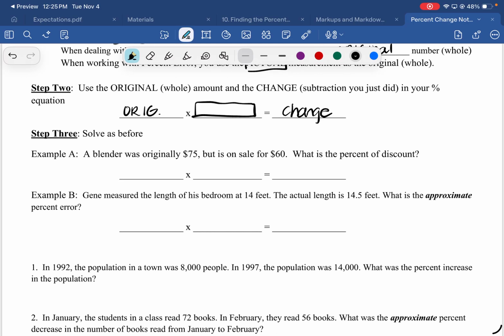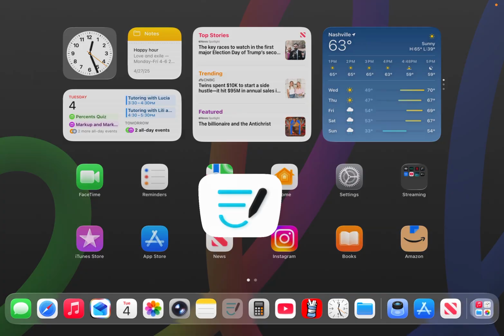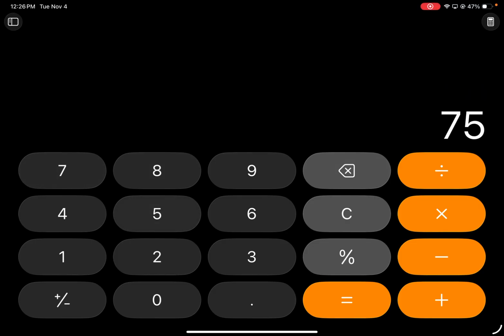So let's do two different examples. Example A: a blender was originally $75, but is on sale for $60. What is the percent of discount? I am going to go ahead and box that phrase, percent of discount, because that should clue you in that the second blank is missing, and that means we need to subtract. You can do it mentally, or go to your calculator and do 75 minus 60. You take the bigger number, subtract the smaller number, and that is 15.